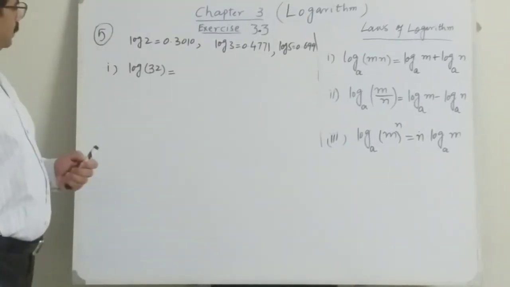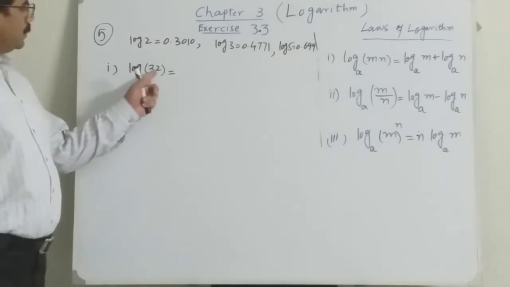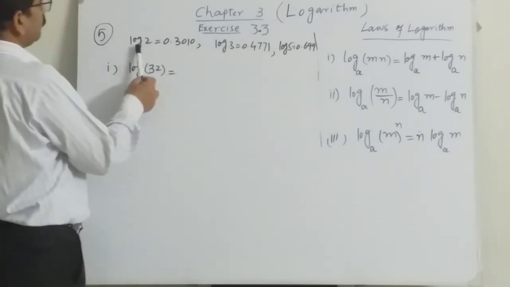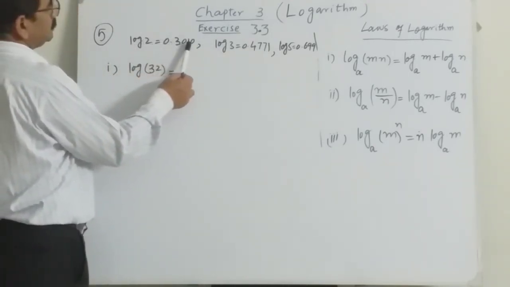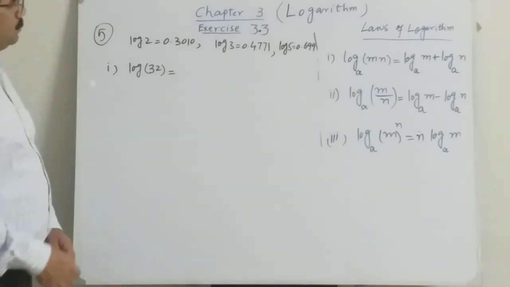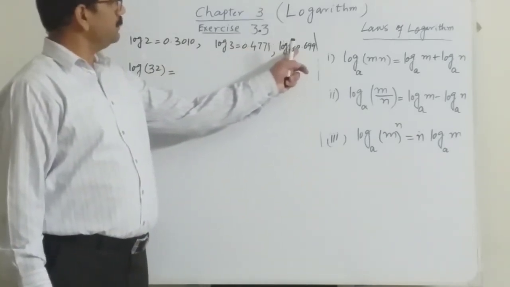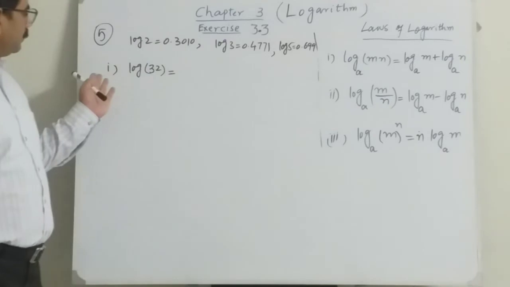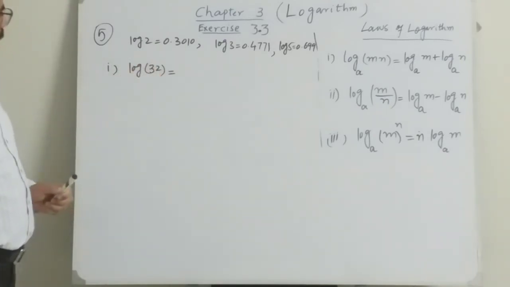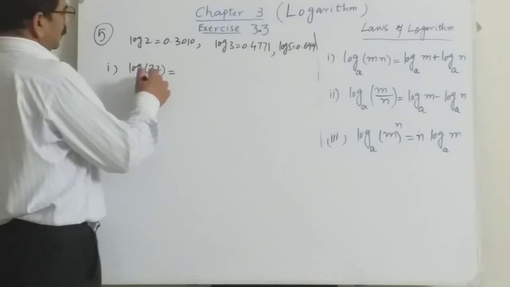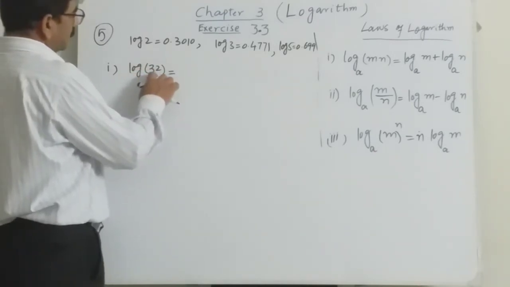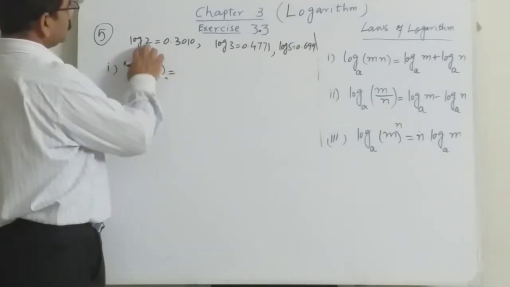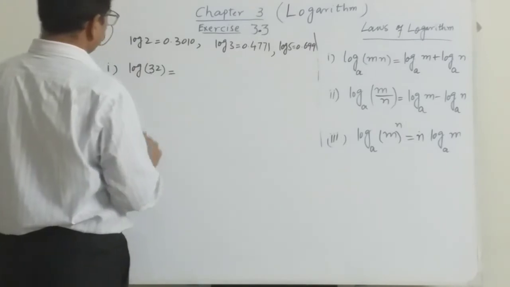In question number 5, we have to find the value of log of 32 with the help of these given values. The given values are log of 2 is equal to 0.3010, log of 3 is equal to 0.4771, and log of 5 is equal to 0.699. With the help of these given values, we have to find log of 32. Now we have to express log of 32 in the form of logarithm of 2, 3 and 5.